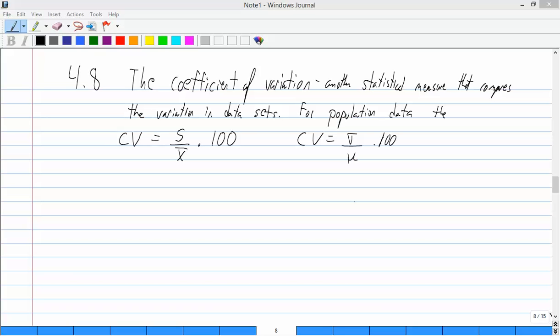All right. Your book goes on to say that when comparing the variation of data sets, many times the units of measure will be different. The coefficient of variation standardizes the variation measure by dividing it by the mean. The division has one interesting side effect. The unit of measure is removed from the statistic.